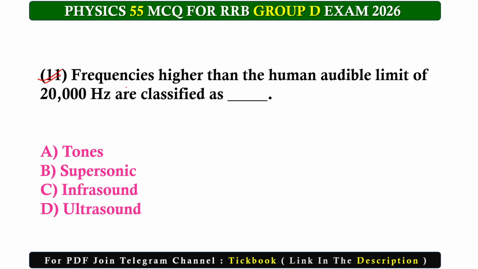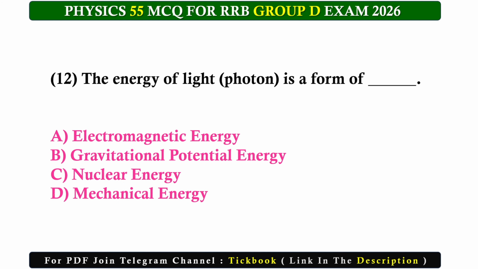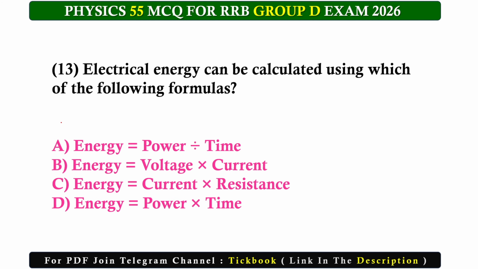Question number 11. Frequencies higher than the human audible limit of 20,000 Hz are classified as? Option number D, ultrasound. 12. The energy of light photon is a form of? Option number A, electromagnetic energy.